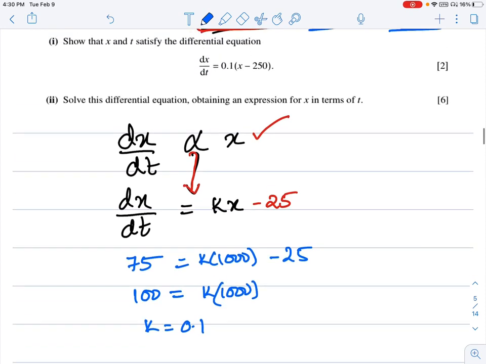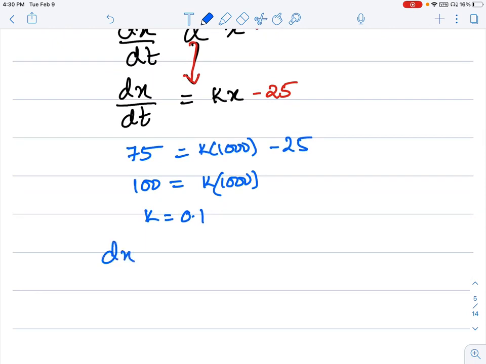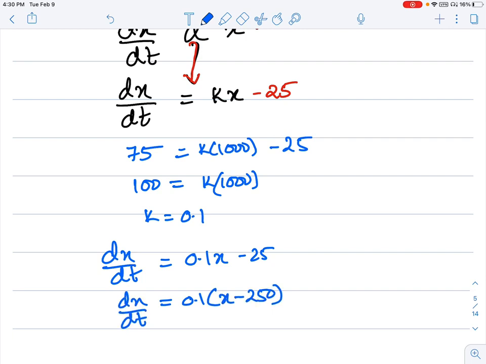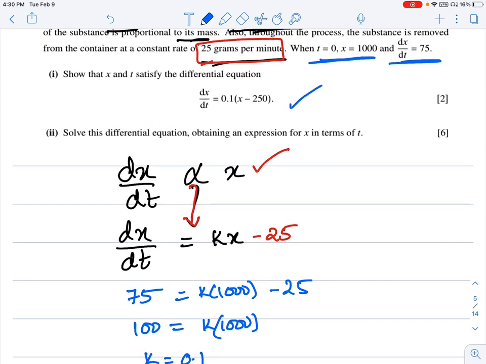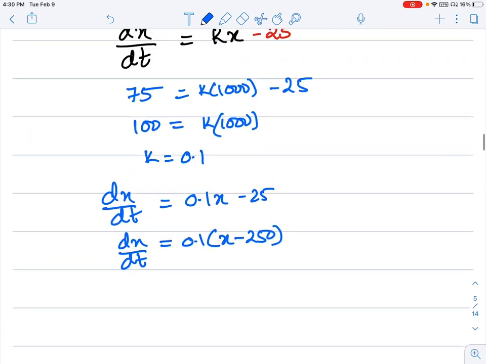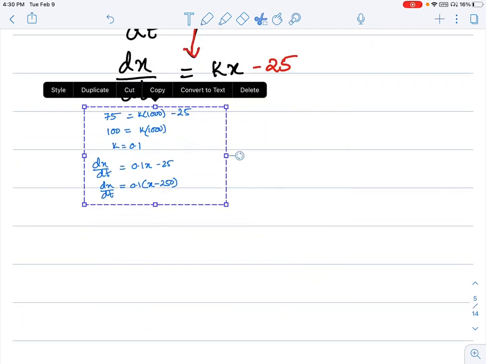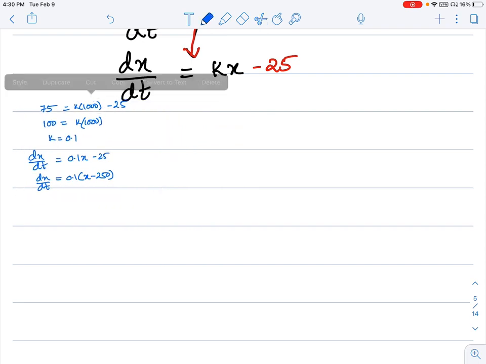So now my new equation becomes dx/dt is equal to 0.1x minus 25. Take 0.1 common: 0.1 times (x minus 250). This is dx/dt. That's done in the first part. Now in the second part, solve this equation. As usual, I don't have sufficient space, so I move this one there. So I need to solve this equation.